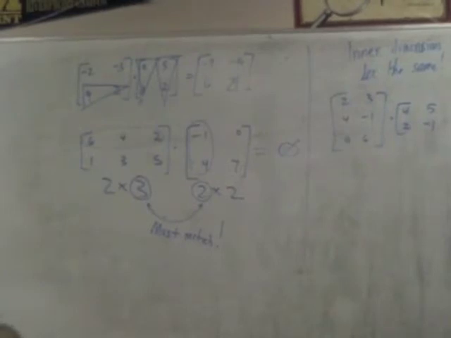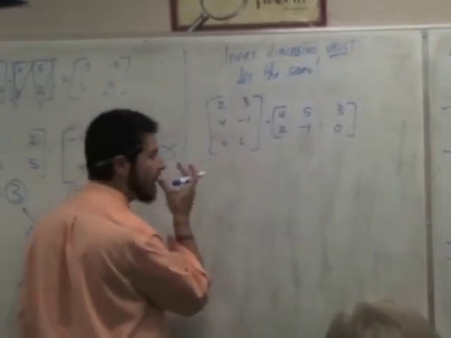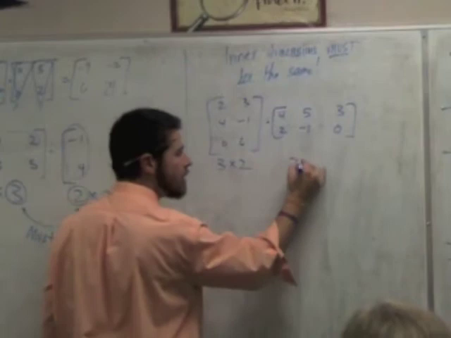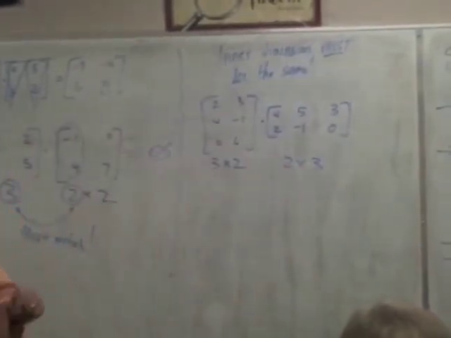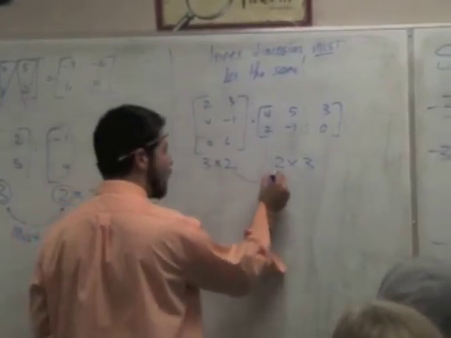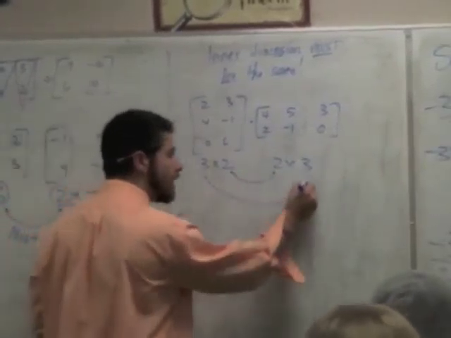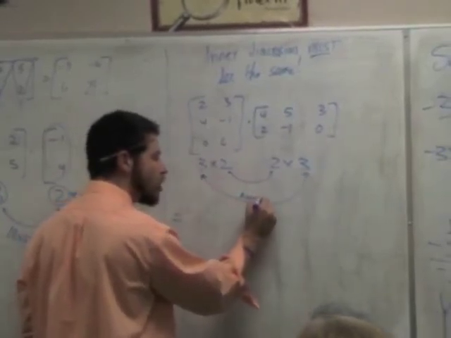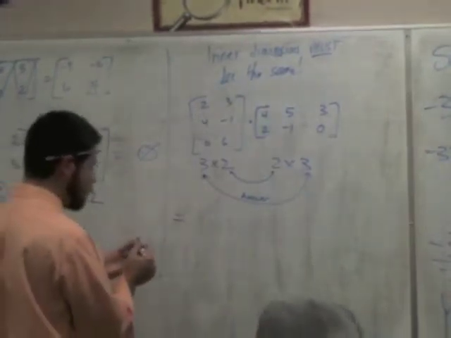But let's examine the dimensions and see what we can get here. This is a 3 by 2. This is a 2 by 3. Is this possible? Yes, because the dimensions on the inside are the same, and that's good. Guess what? The dimensions on the outside, 3 by 3, give you the dimensions of what your answer is going to be.